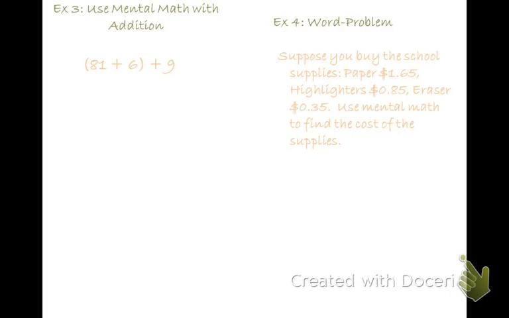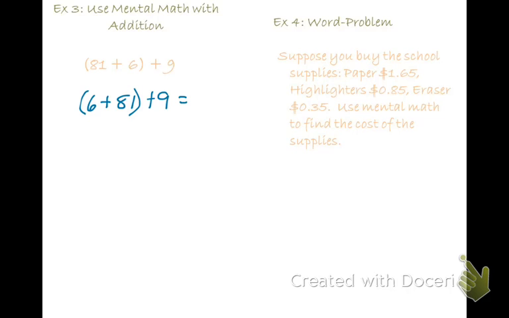All right, so let's try this one. On this one, you're doing mental math, but you're going to show me all your steps in mental math. So, 81 plus 6 plus 9. Well, 81 plus 6 is not going to get me a round number. So I'm going to switch the 6 and the 81, so I'm going to keep it in parentheses. 6 plus 81 plus 9.